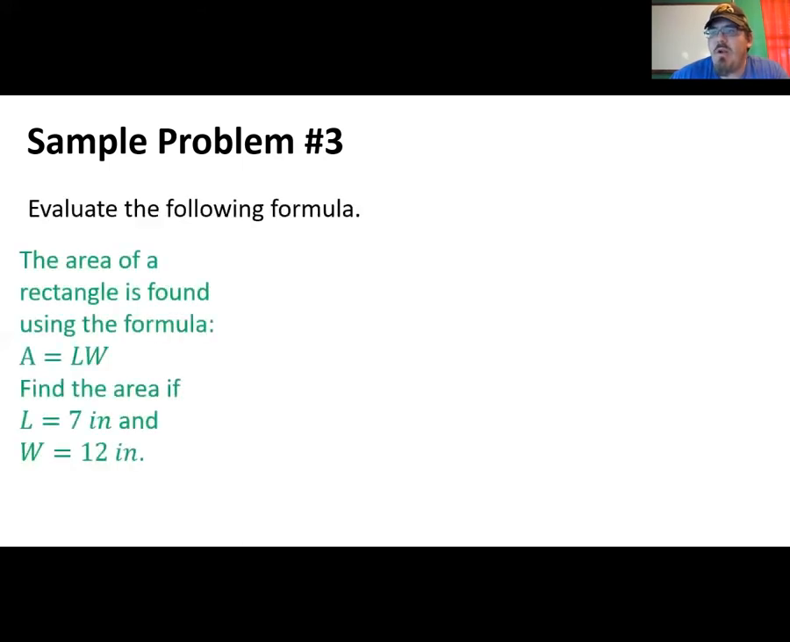So what we're going to do is start with this first one. A formula that is pretty common in math is the area formula for a rectangle. Area equals length times width. So the A, the L, and the W all have meaning associated with them. A stands for area, L stands for the length of the rectangle, and W stands for the width. We're going to calculate the area if the length is 7 inches and the width is 12 inches.